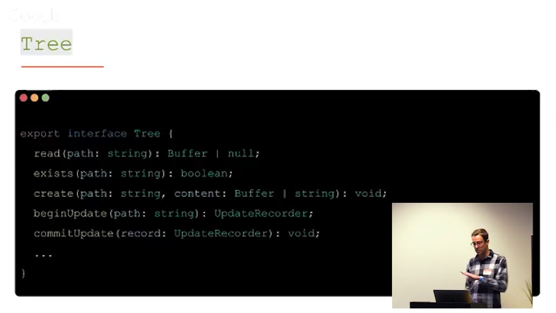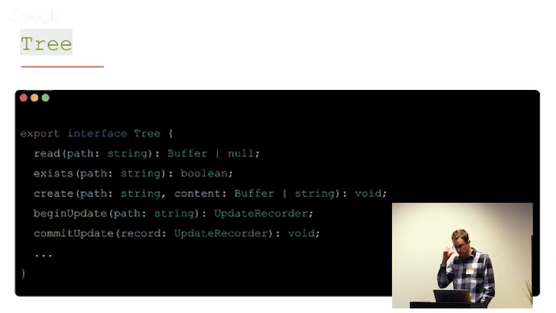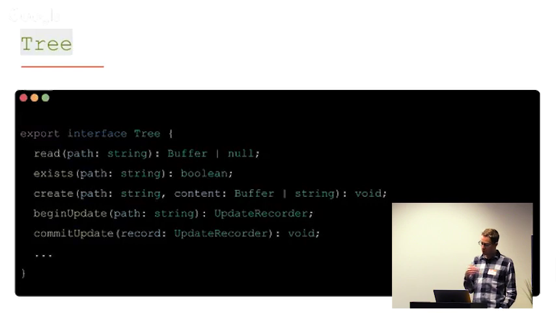Real quickly, this is not the entire interface for the tree. Just so you know some of the various options that are available to you when working with a tree. You can obviously read files, and that'll return a buffer. You can see if a file exists or a path exists in the tree. You can create. And then you get this thing called a recorder. And we won't go too deep into this. But you can start updating files in a tree based on a recorded set of actions that you have created that you're going to write against a file or something like that. So that's where you can start to begin your update, perform those updates, and then commit them.